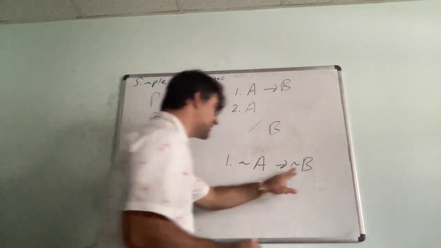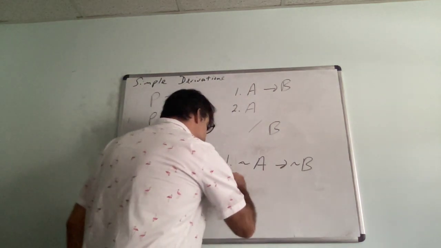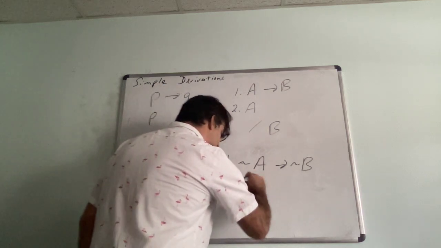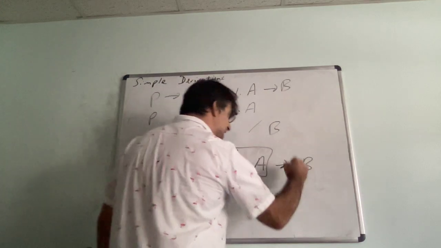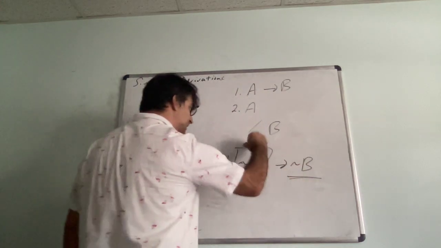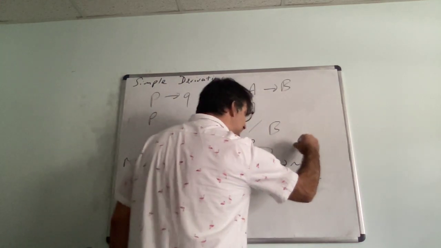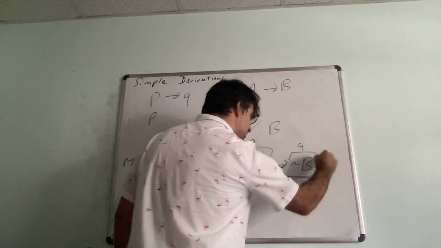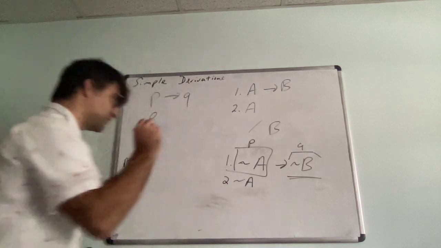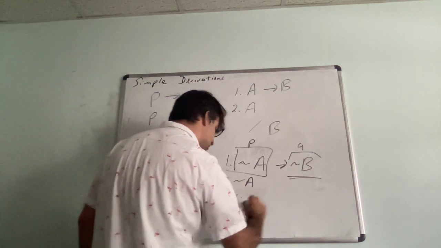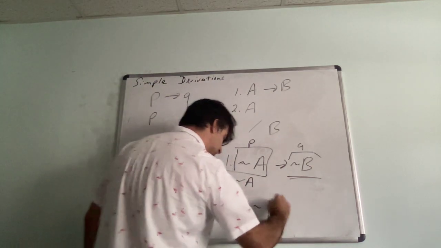If Ann is not here, then Bob is not here. What do you need in premise 2? A is not going to work, because your antecedent is not A and your consequent is not B. So here's your P, not A, and not B is your Q. So you need not A, therefore not B.